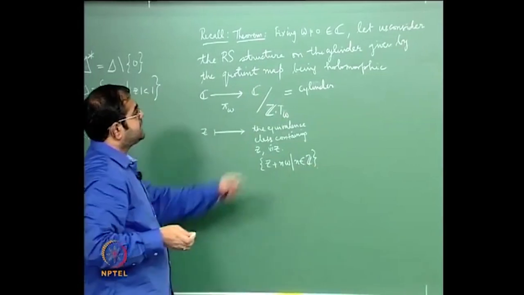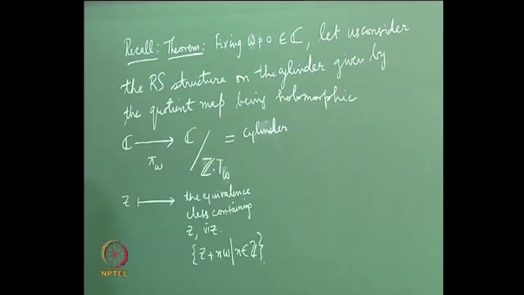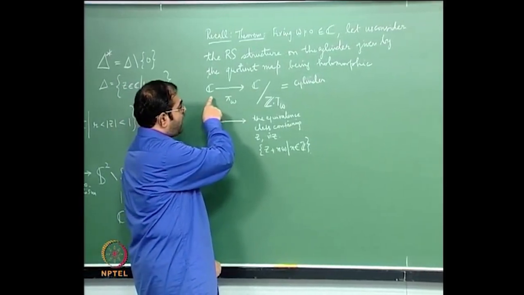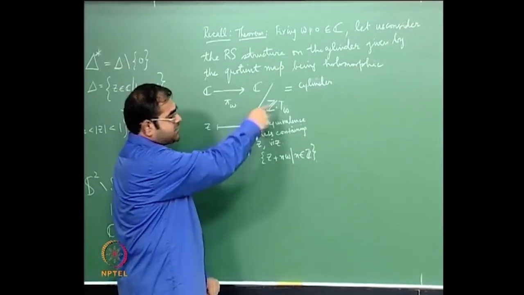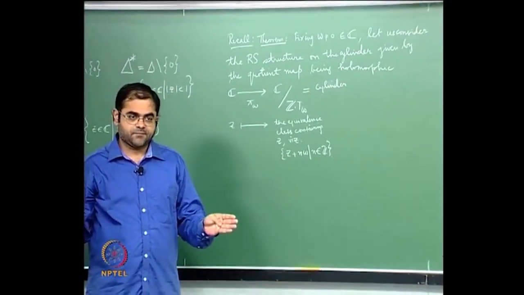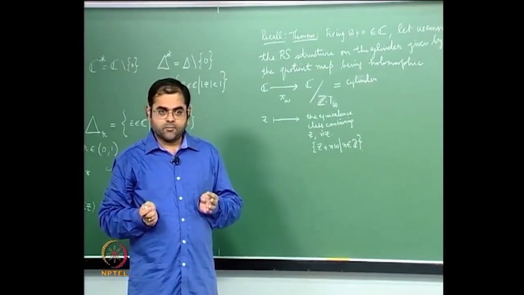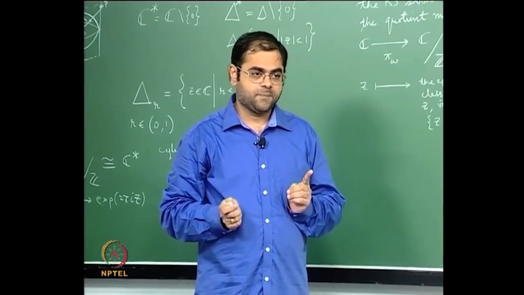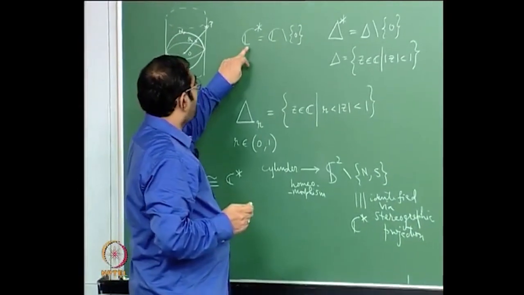Now the question is, if I vary omega, in principle I can get various Riemann surface structures on the cylinder which would depend on omega. Of course all these structures correspond to a quotient map like this; that's the only common thing. But as you change omega, you are getting different Riemann surfaces in principle. But what does the theorem say? The theorem says that no matter how you change omega, if you consider them up to isomorphism, you get only one, and that one Riemann surface is going to be the Riemann surface structure on C star.